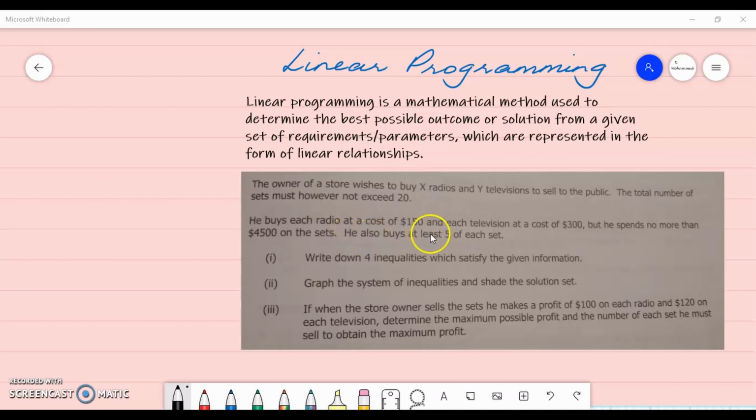He also buys at least 5 of each set, right? So at least 5 means 5 or more. So in terms of the radios, he has to purchase 5 or more radios, and in terms of the television sets, he has to purchase 5 or more. Now, before we try to answer part 1, which is to write down 4 inequalities which satisfy the given information, I just want to look at some inequality signs and make sure we thoroughly understand the signs and what they mean.